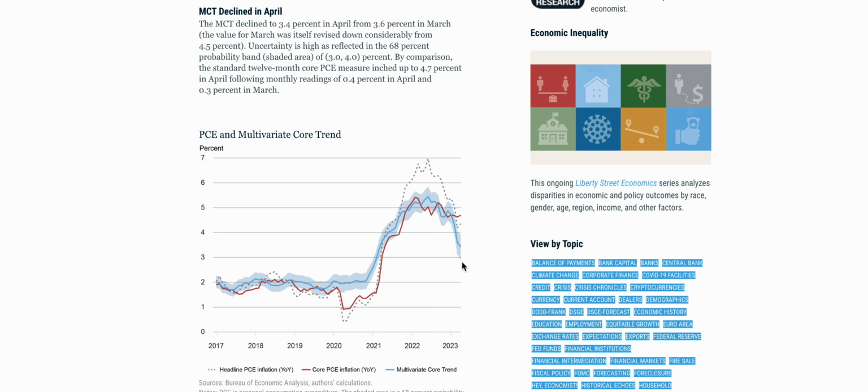So what this chart is indicating is that this multivariate core trend, which they have been tracking, has actually been declining, and declining quite significantly. Whether this information is going to have some sort of an impact on the decision, which is likely to come out tomorrow, we'll have to wait and see.